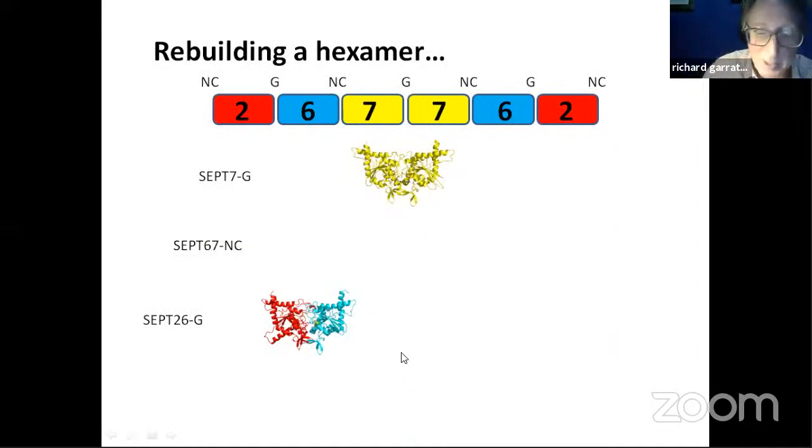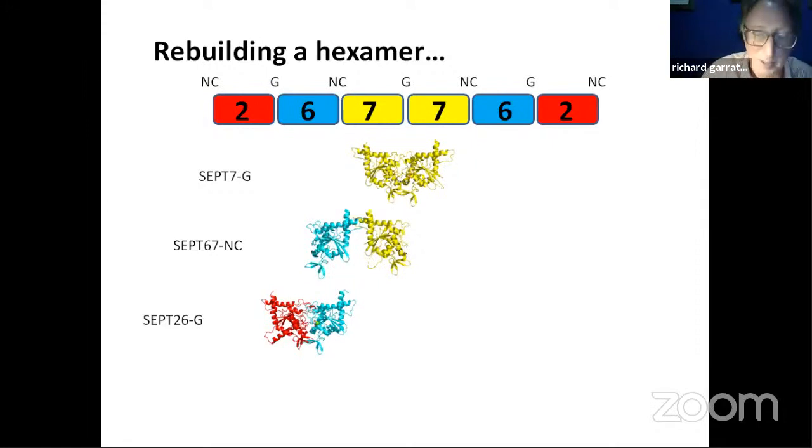So by taking all of these things apart and solving dimeric structures, we can then reassemble a pseudo hexamer at pseudo high resolution. Remember, the original hexamer was only at 4 angstroms resolution, with large chunks of it missing.